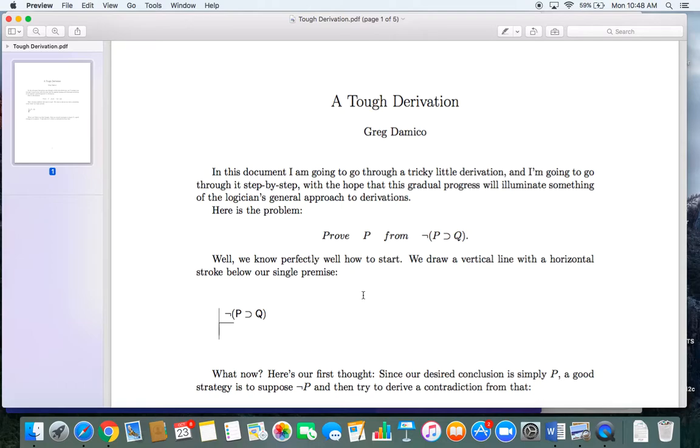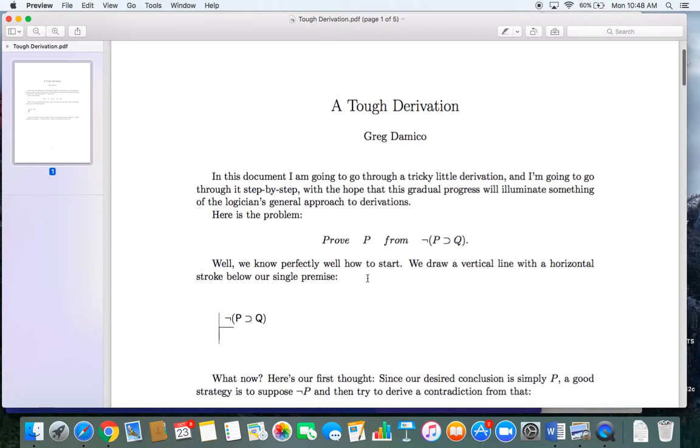By the way, I'm going to go through this document, and the document outlines the whole proof, but you may want to pause the recording at various moments to think about it for yourself and see if you can figure out the right tactic at the right moment. Okay, well, here's how we start. We draw a vertical line, a horizontal line underneath our single premise, not if P then Q.